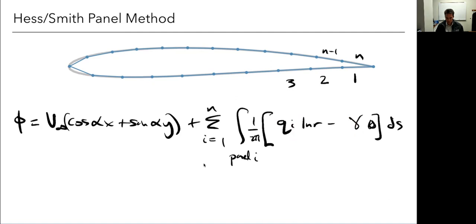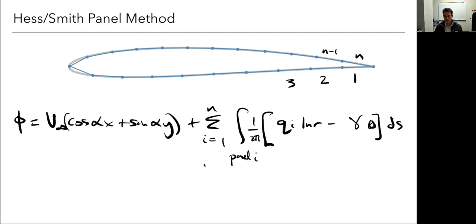There are other ways we could choose this, right? There are other options. We could actually have the vorticity vary at each panel and have a constant source strength, or you could have linearly or quadratically, or other ways that these strengths could vary in different shaped panels, but this is what we use in the Hess-Smith.